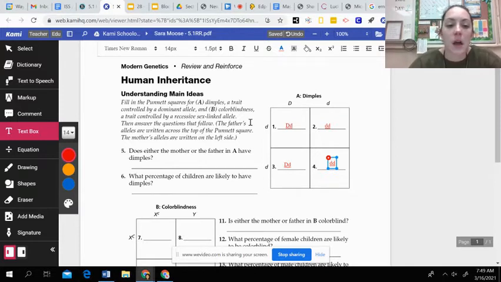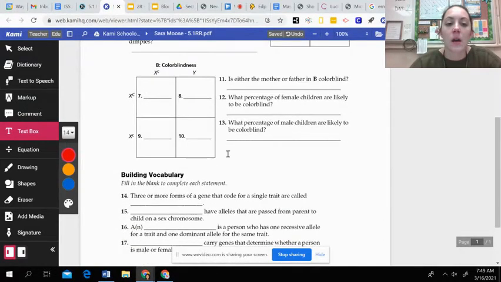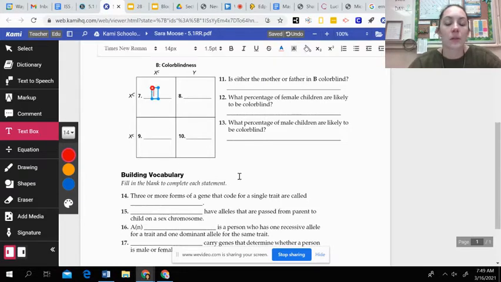It says if it has that capital letter or that dominant allele, it does have dimples or doesn't, okay? So you can answer those questions based on that information. Then if you scroll down, this one with the superscripts, when you do the Punnett square, just type in the letters the same way.